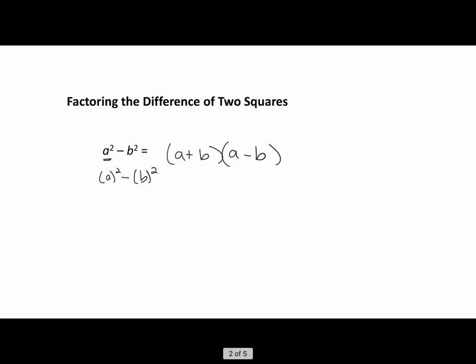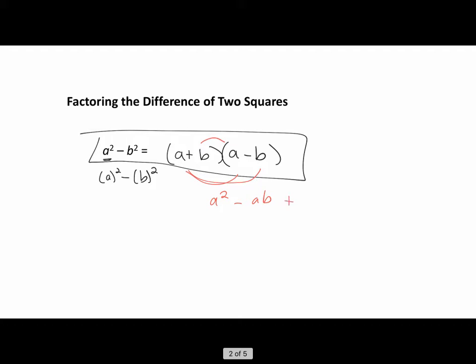And if you're not sure why that works out, you can multiply those together to see what happens. So when you multiply a times a, that's a squared. A times minus b is minus ab. Then if we multiply b times a, that's positive ab. And b times negative b is negative b squared. So you see why the outer and inner factors are going to cancel each other out as terms here, leaving just a squared minus b squared. So that's why we have those two binomial factors for the difference of two perfect squares.